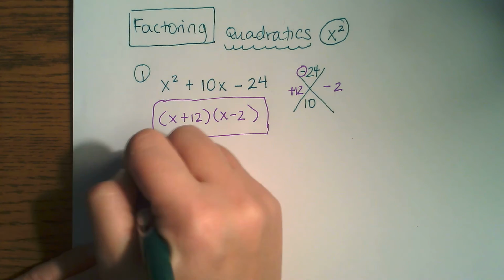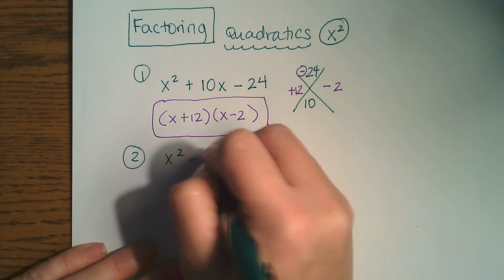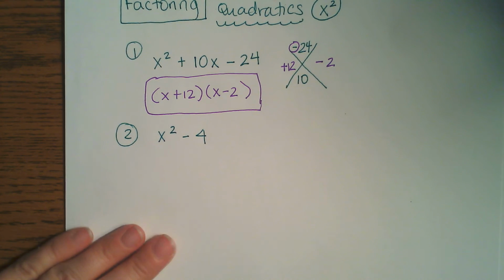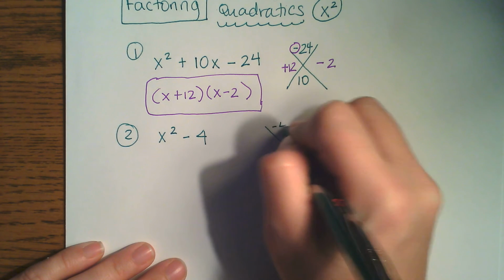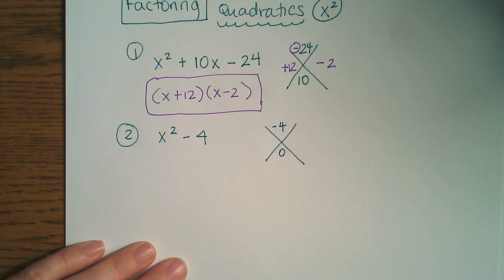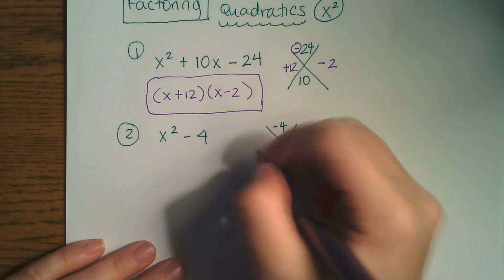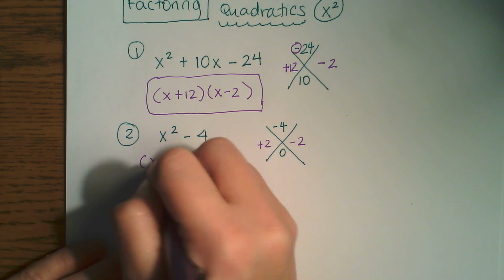So also, we talked about factoring a difference of squares. x squared minus 4. You could think about this as factors of negative 4 that add to 0 if you wanted to. These are evil twins, so we'll use a positive 2 and a negative 2.